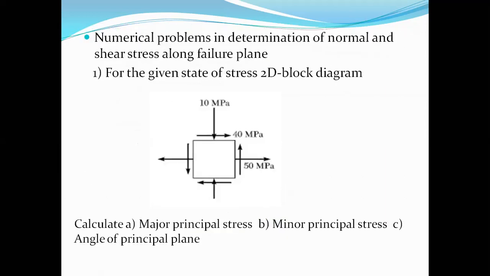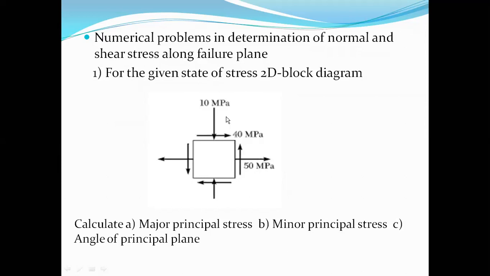Now let us solve some more problems on the stresses acting on a 2D block of rock mass. In this section, numerical problems in determination of normal and shear stress along the failure planes. For the given state of stress in the 2D block diagram, there are two stresses. The horizontal one is tensile, 50 megapascal, and the vertical one is 10 megapascals. The 40 megapascal is a kind of shear stress that will be acting along various planes.